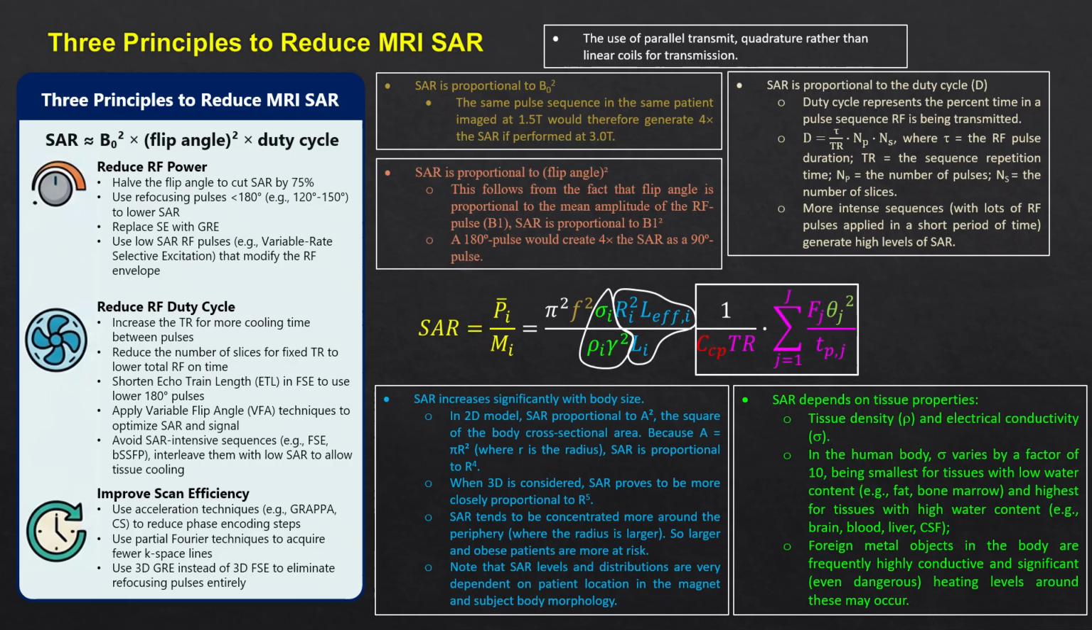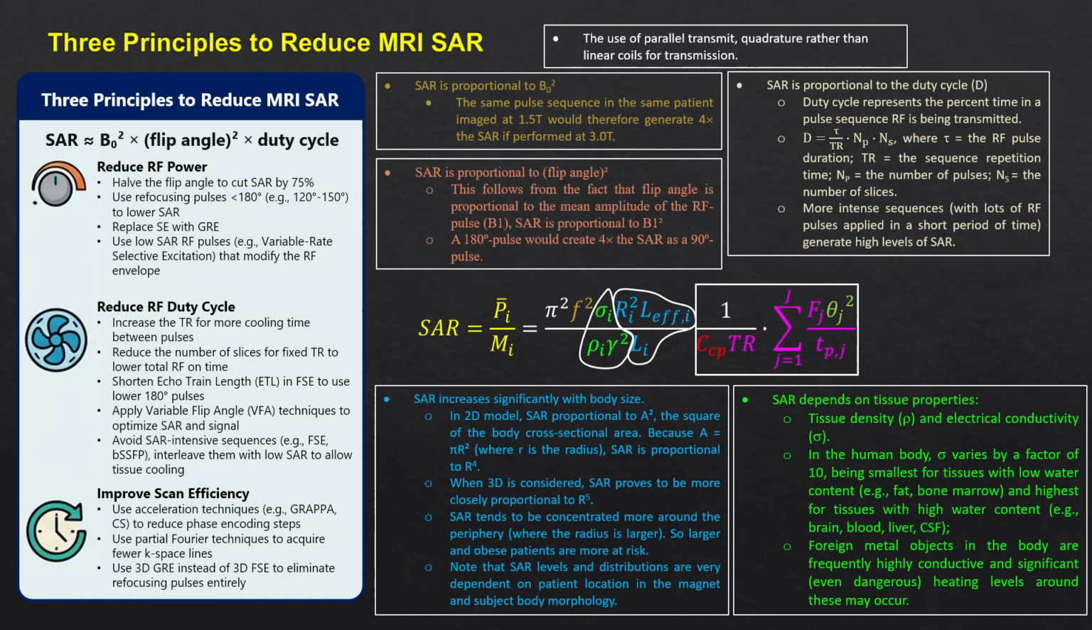From a sequence design perspective, SAR is strongly influenced by RF pulse parameters. In particular, SAR scales with the square of the flip angle, meaning that even modest reductions in flip angle can lead to a substantial decrease in RF power deposition. In addition, sequence timing plays a key role. Short TR values and frequent refocusing pulses increase RF duty cycle, which directly elevates SAR.